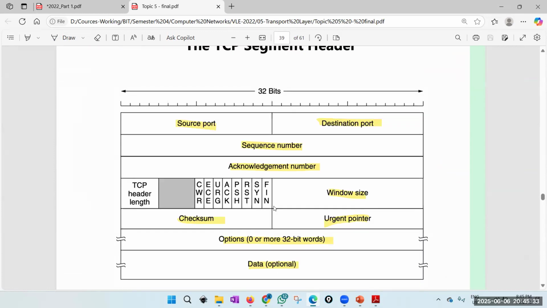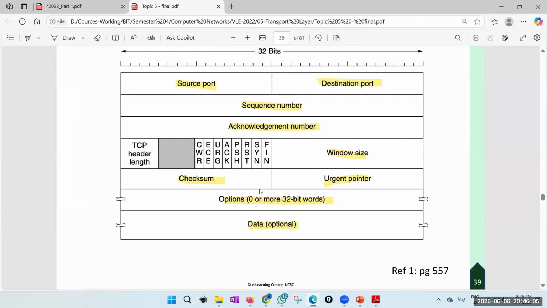This is 32 bit, half of that. Checksum is 16 bit, urgent pointer is 16 bit, window size is 16 bit, source port is 16 bit, destination port is 16 bit. 32 bit is sequence number, acknowledgement number, options and data. Those are multiples of 32 bit. But checksum, urgent pointer, source port, destination port are 16 bit in TCP.